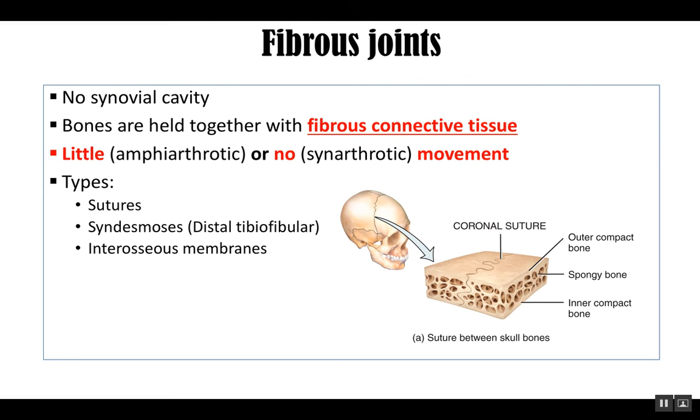And then finally, there are a couple locations where we find what's called interosseous membranes. Interosseous means in between bones. And these are located in between the radius and ulna, as well as the tibia and fibula.